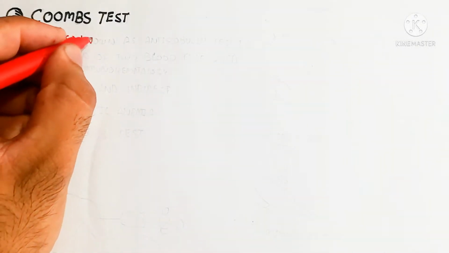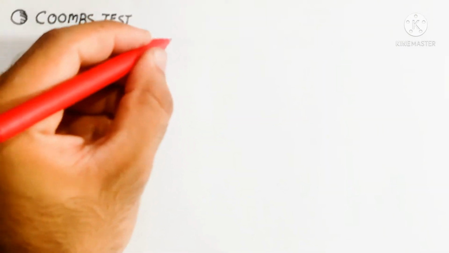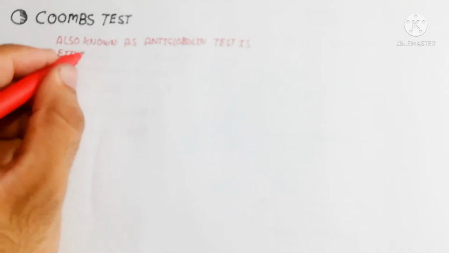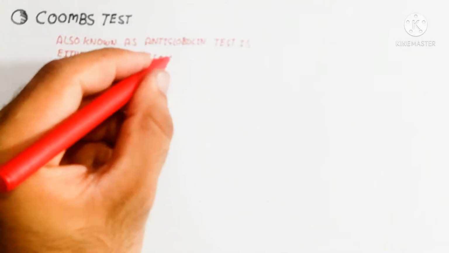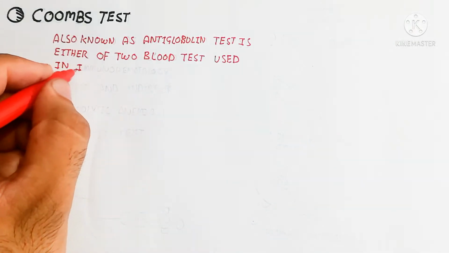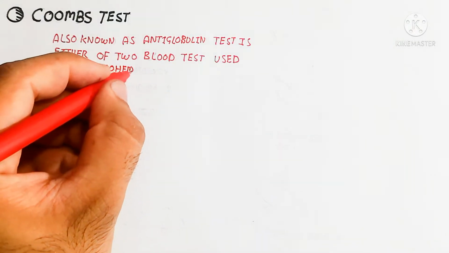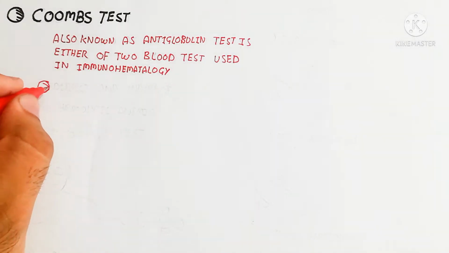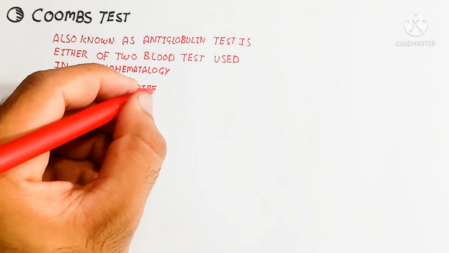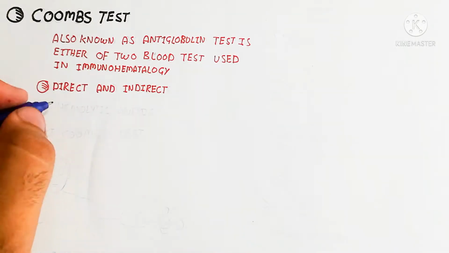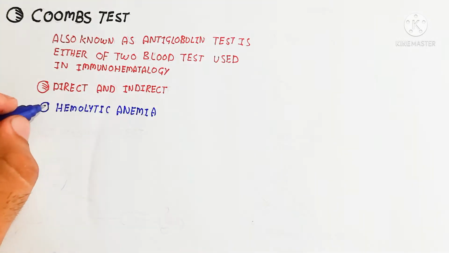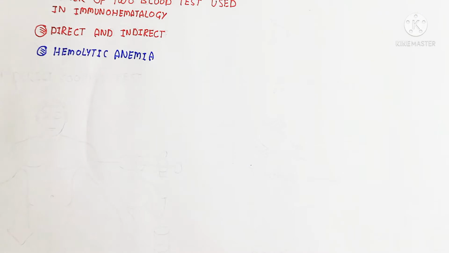So today we will discuss the Coombs test. The Coombs test is used for the detection of hemolytic anemia, and it is also known as the antiglobulin test, which is either of two blood tests used in immunohematology. Immunohematology means the immune system reacting with the red blood cell, and the study of this is known as immunohematology.